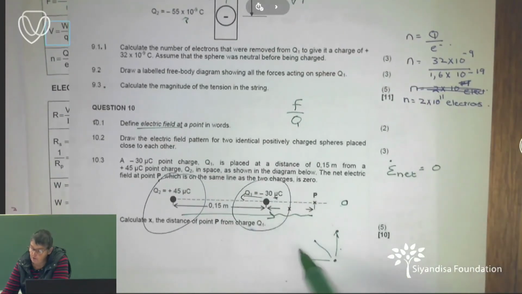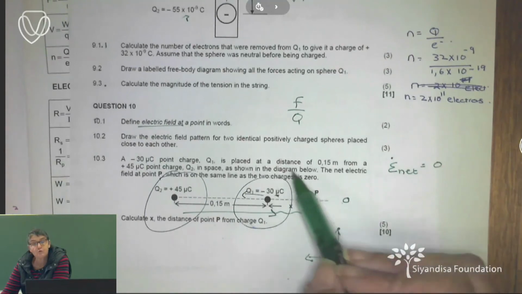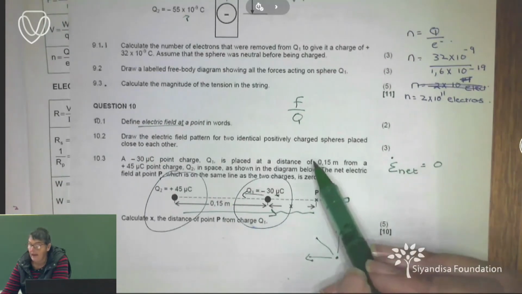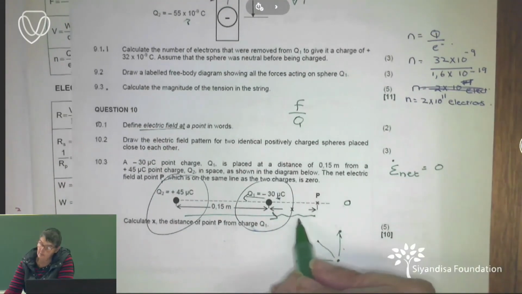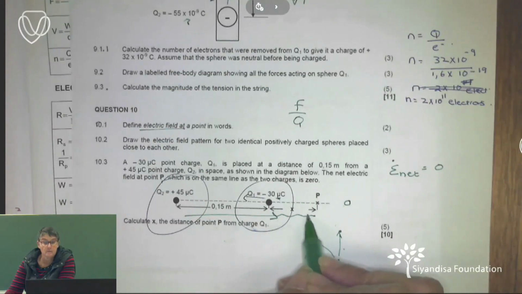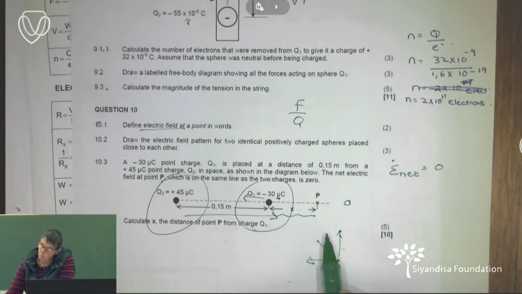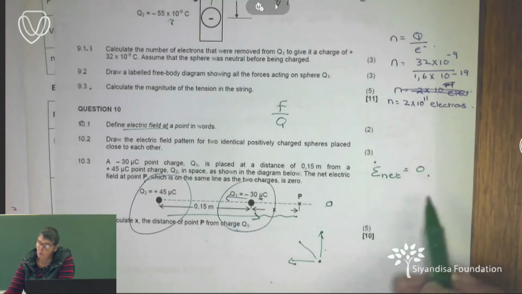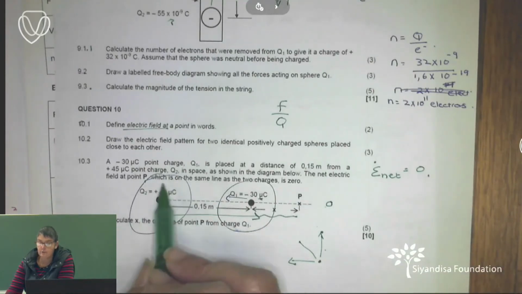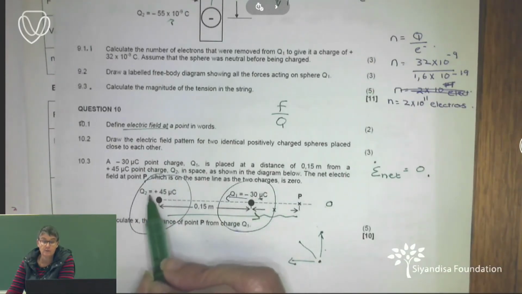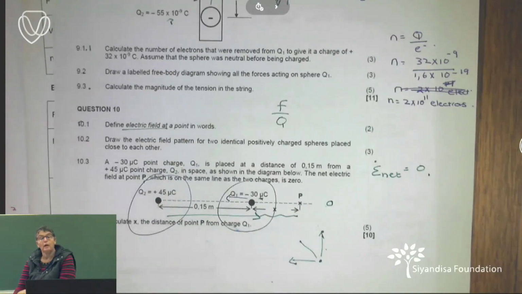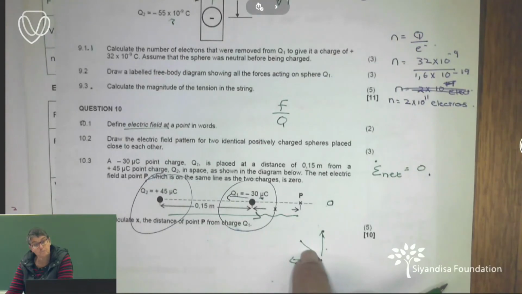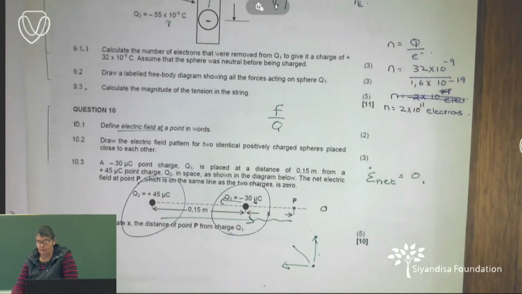And then your last question, in this particular case, was on the electric fields. And what they did in this case is they wanted us to calculate the distance. Okay. So once again, we had to remember that there was a net force, and the net force is equal to 0. And therefore, we can then say that the electric field of Q1 is equal to the electric field of Q2. And we could work out the distance in that way. Right. So that is as far as that's concerned.